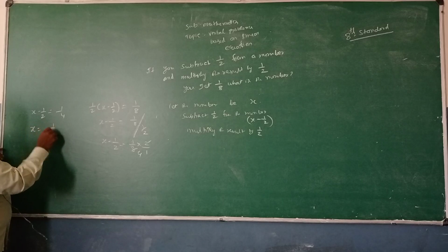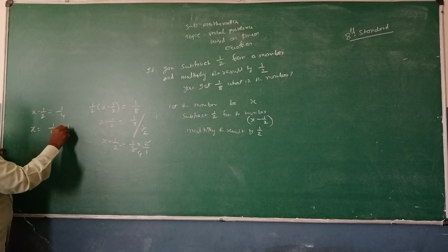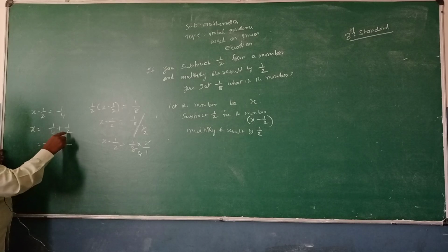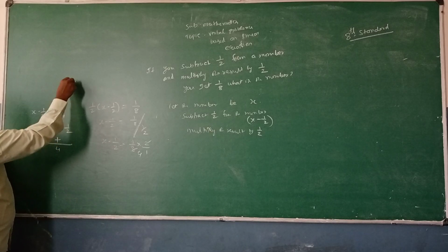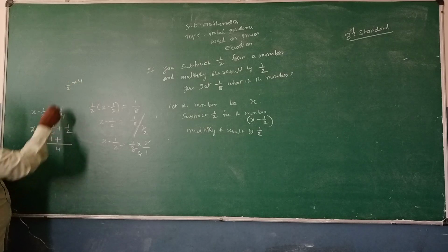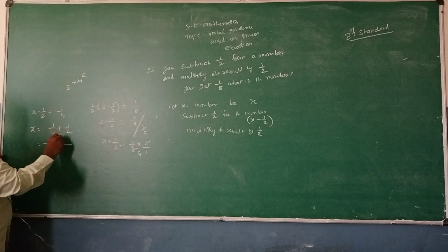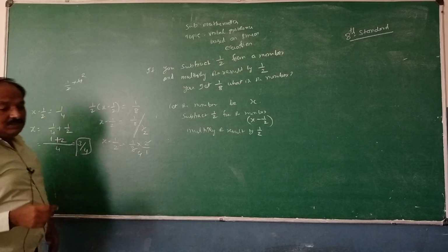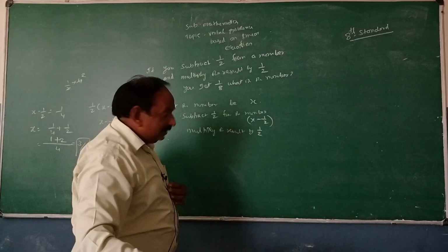X is equal to 1 by 4 minus 1 by 2, which comes to this side. 4 is the LCM. 1 by 2 into 4 is 2 by 4, and 2 plus 1 is 3 by 4. The number is 3 by 4.